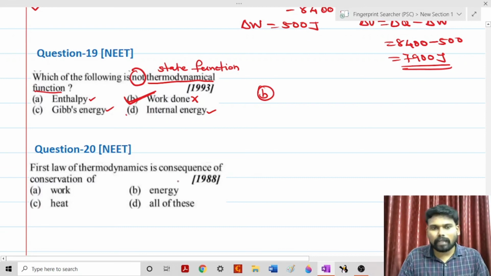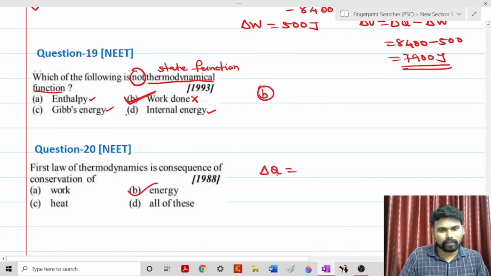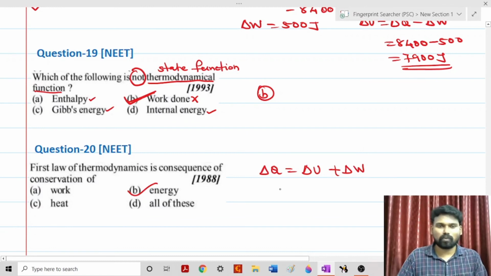Now, the first law of thermodynamics is a consequence of conservation of what? Energy. Because on the left side there is heat, which is a form of energy. Here it is internal energy, and the other term is work, which is also a form of energy. So the questions are over.